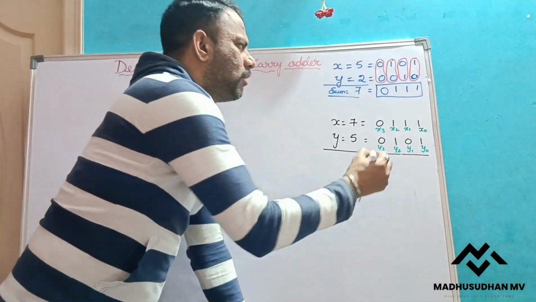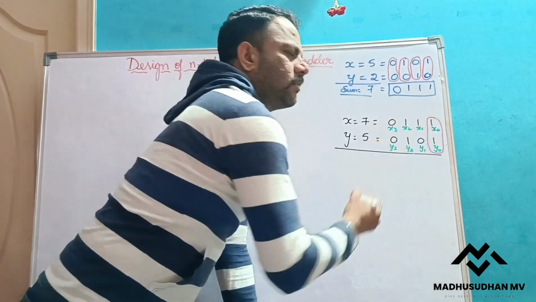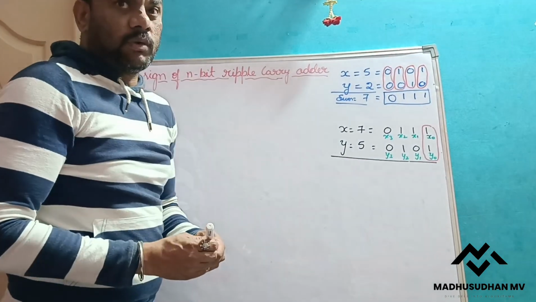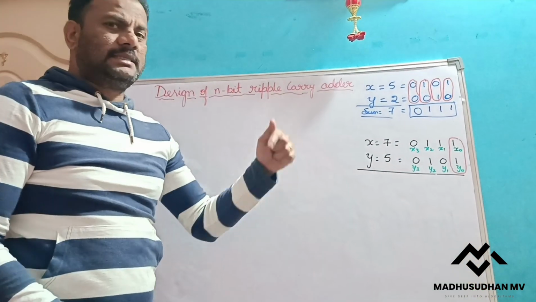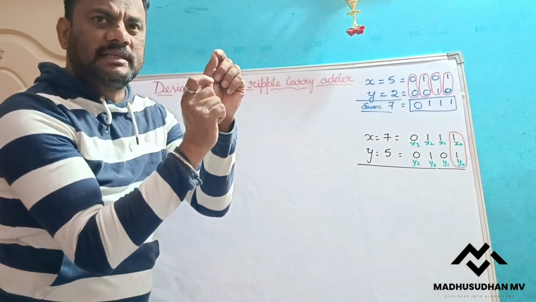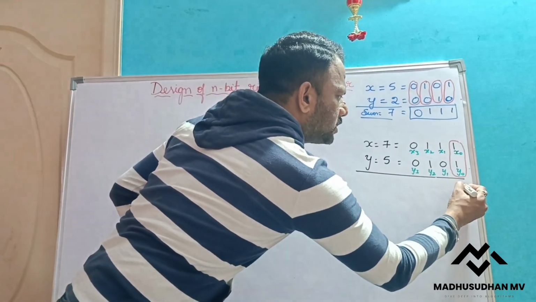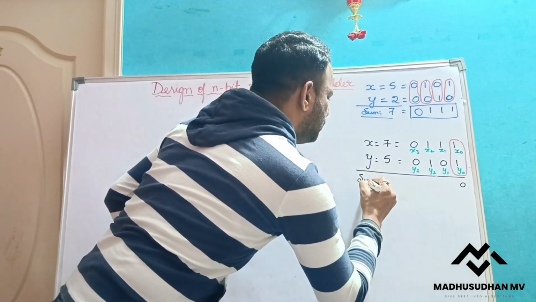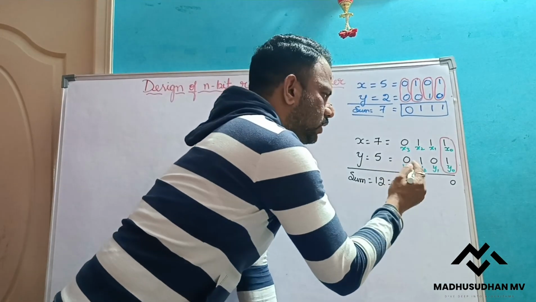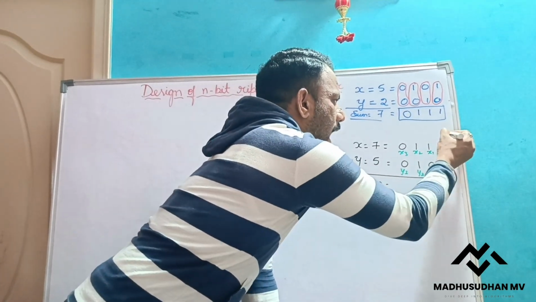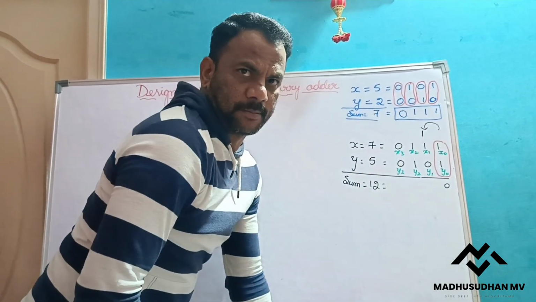Now I will add these next two, 1 and 1. So what is 1 plus 1? In decimal, 1 plus 1 is 2. But in binary, 1 plus 1 gives sum bit 0 and carry 1. So this sum bit is 0. The sum should be 12, which is what I need to get. So 1 plus 1 is 0, and it generates carry 1 to the next stage.